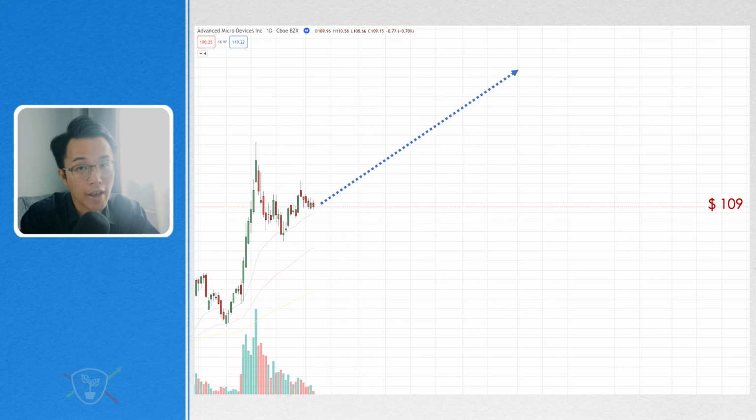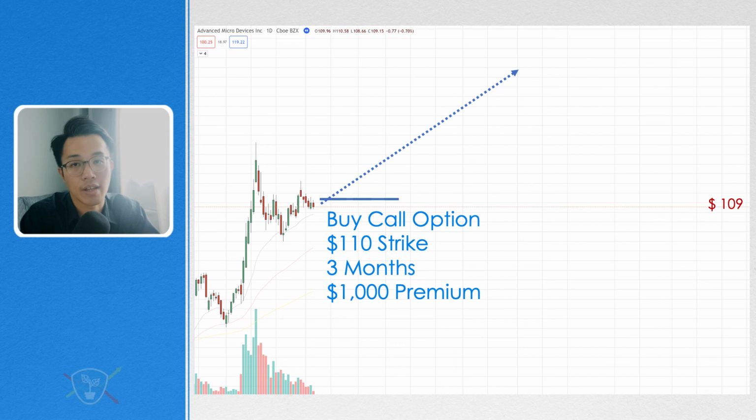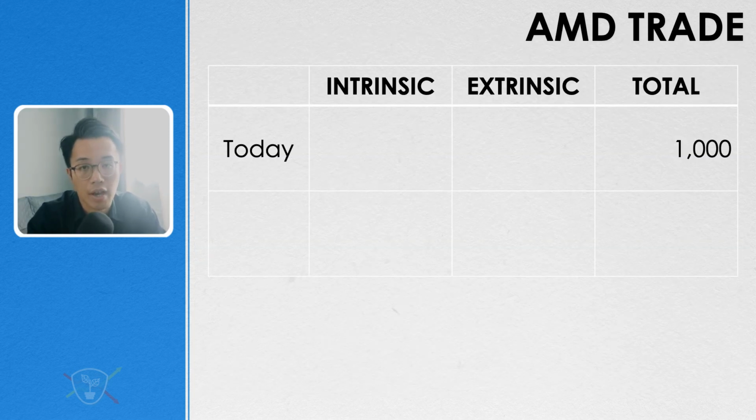Realizing our profits and exercising our options. I expected the share price of AMD to increase, so I bought a call option, $110 strike, 3 months to expiration. So anytime in 3 months, if AMD share price increases, no matter how high it increases, I have the right to buy it at $110, and I paid a premium of $1,000. Because the current price of AMD is $109, the intrinsic value of the option right now is 0. All of the $1,000 is extrinsic value.